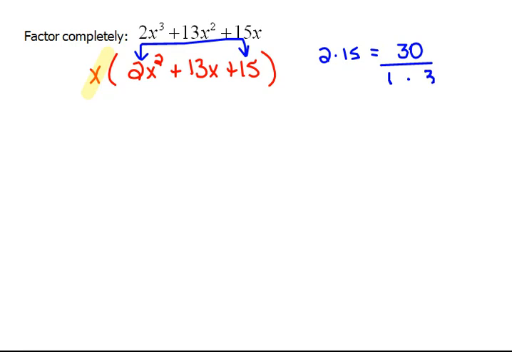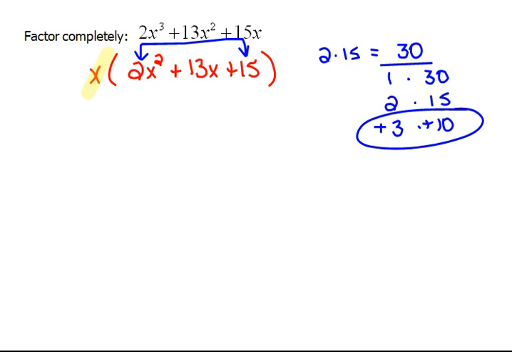So let's do our factors of 30, stopping when we can add the numbers and get 13. So let's see, 2 times 15, 3 times 10, there we go. If you add a positive 3 and a positive 10, you get a positive 13. So this is how we'll rewrite the middle term. We'll have 2x squared. Instead of 13x, we'll write it as plus 3x plus 10x plus 15.